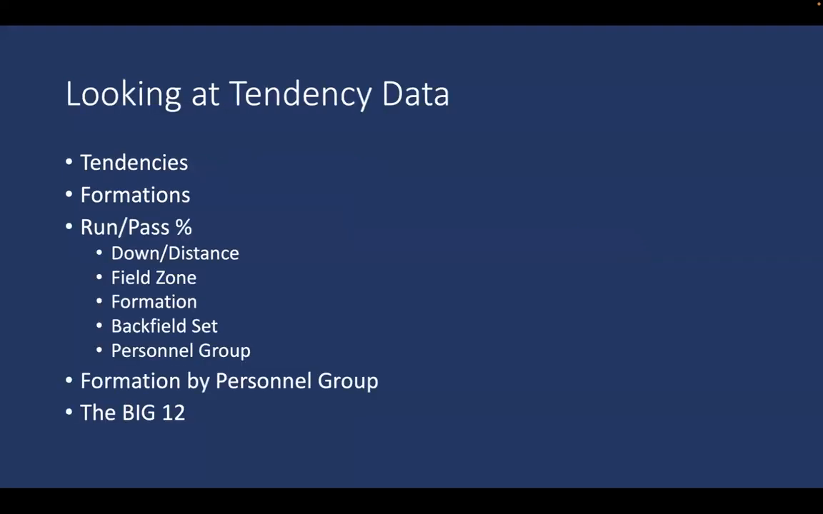All right, so let's look at some tendency data. We're going to look at tendencies based on formations, run pass percentage by down distance, field zone, formation, backfield, set, personnel group, formations by personnel group, and then the Big 12. I'll talk about that in a second.